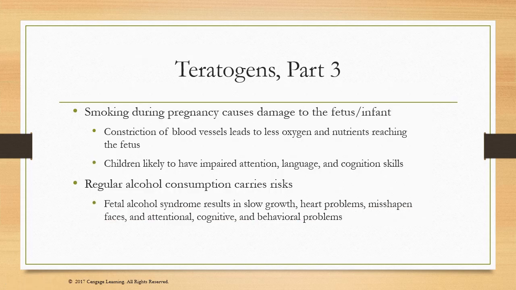Smoking is one of the most common teratogens that occurs. Smoking during pregnancy causes damage to the fetus, the infant. Like I said earlier, it constricts blood vessels, which leads to less oxygen and nutrients reaching the fetus. Children are likely to have impaired attention, language, and cognition skills. And then regular alcohol consumption carries risk. Fetal alcohol syndrome results in slow growth, heart problems, misshapen faces, and attentional, cognitive, and behavioral problems.